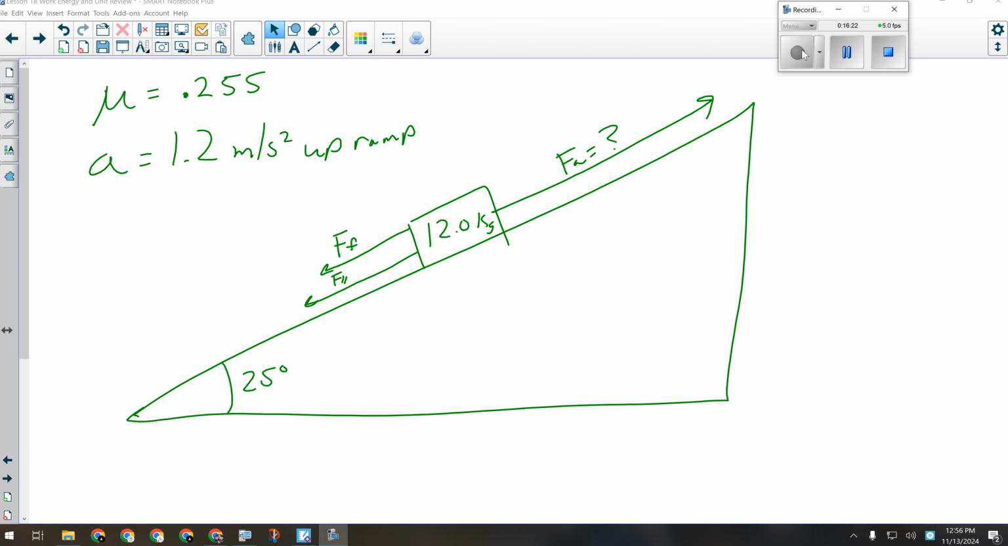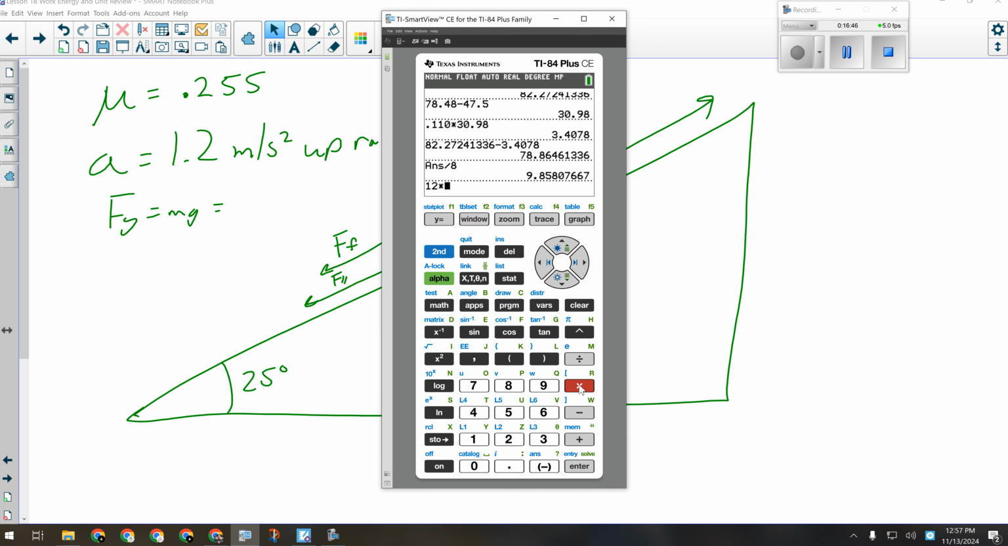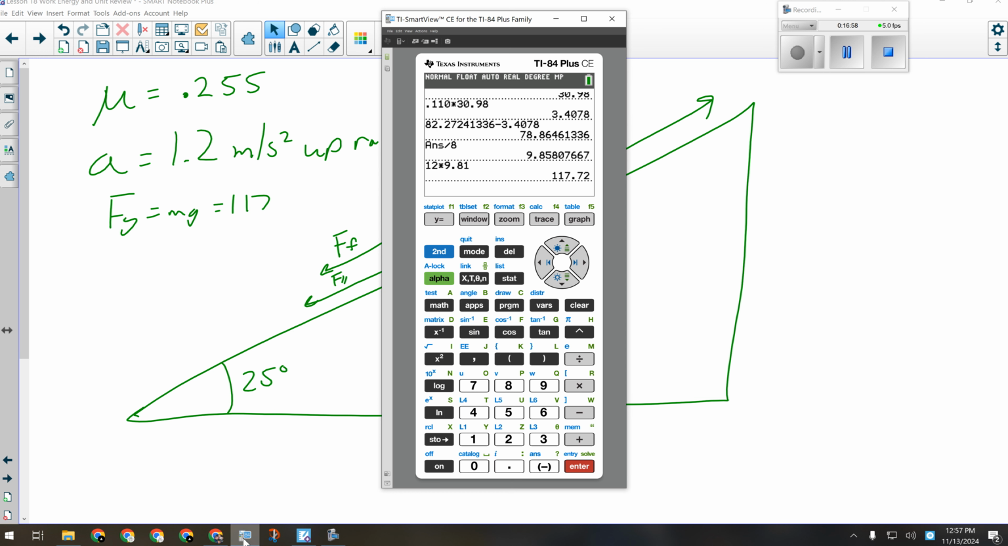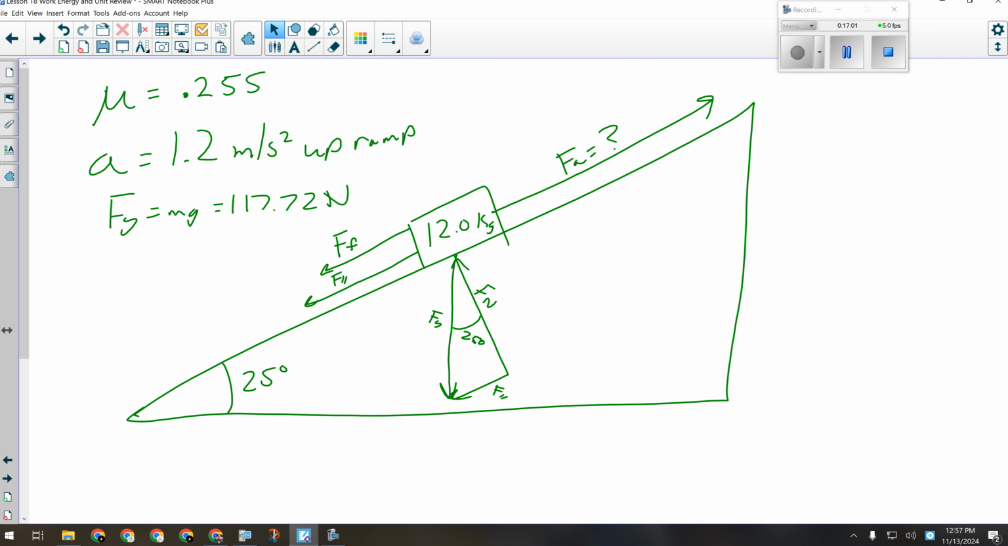Now that I've got those on there, I've got to put in my other little triangle in order to get the numbers I need to calculate those forces. This will be Fn, this will be Fg, and this will be F parallel. And this angle is 25 degrees. Fg is going to be m times g, so 12 times 9.81, which is 117.72 newtons.